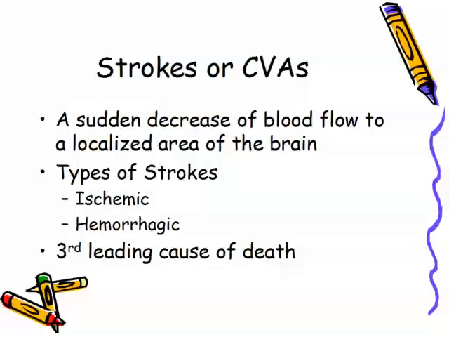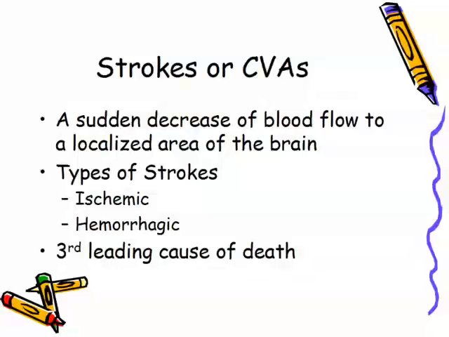And as we all know, since we've taken care of patients that have had strokes, this can cause psychological, physical, and economic difficulties. The direct and indirect costs of management of these patients is approximately $57 billion per year. A stroke can be defined as a sudden decrease of blood flow to a localized area of the brain.